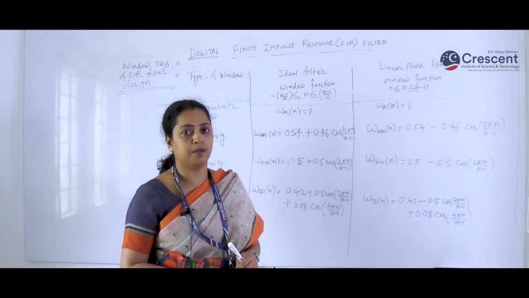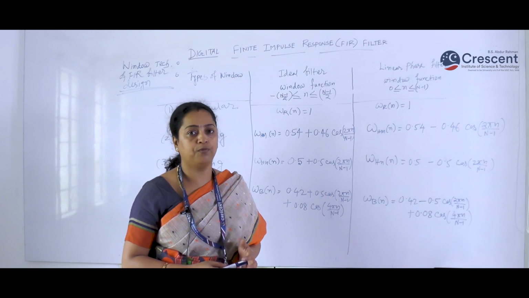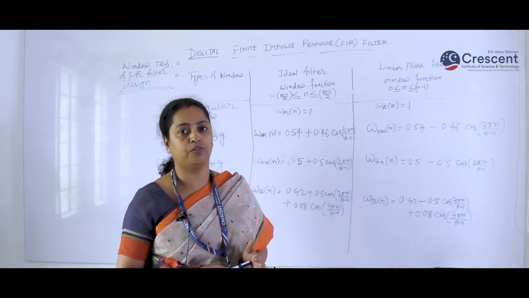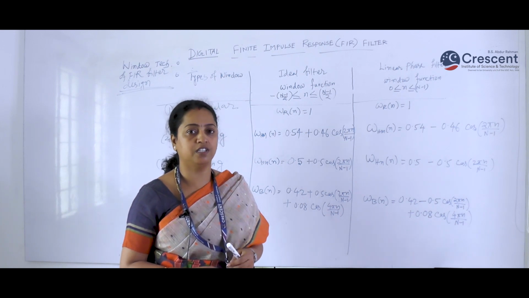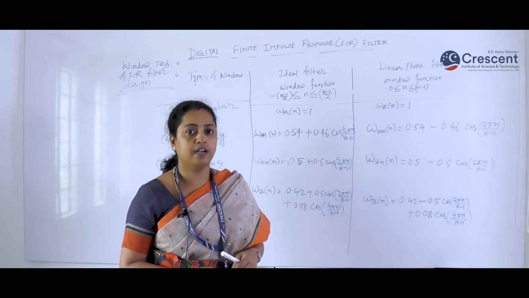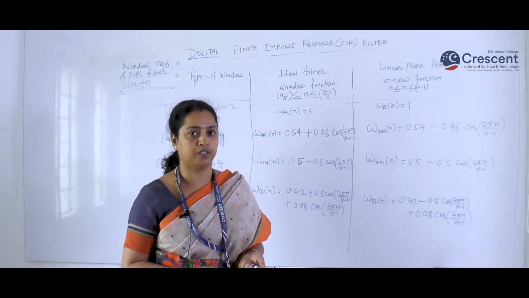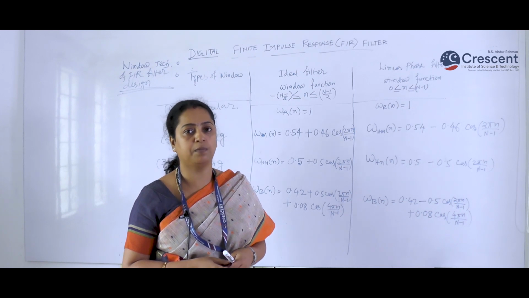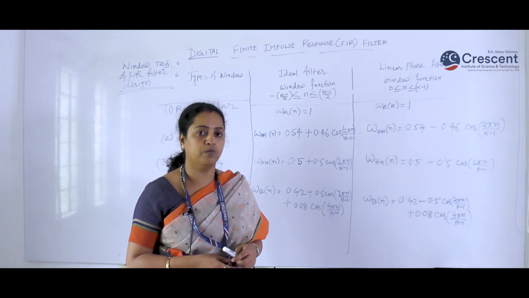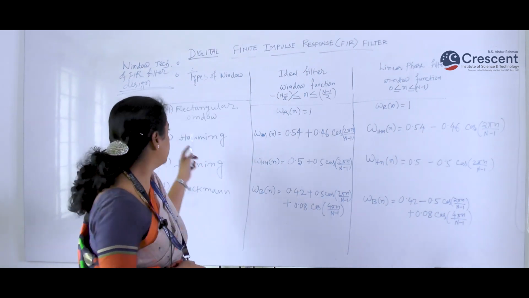So in the design steps, we have seen that once we find out the inverse discrete time Fourier transform of H_d of e power j omega, we get the response h_d of n in time domain. That is the desired response in time domain, but it is of infinite duration. So how to make it of finite duration? By multiplying with a window. So what are the window functions? That is listed here in this table.